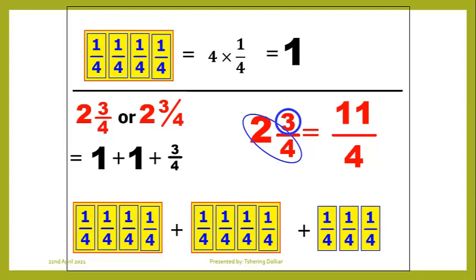And let's count the quarters below. 1, 2, 3, 4. 4 plus 4 is 8. 8 plus 3 will give us 11. So there we have 11 over 4, right?